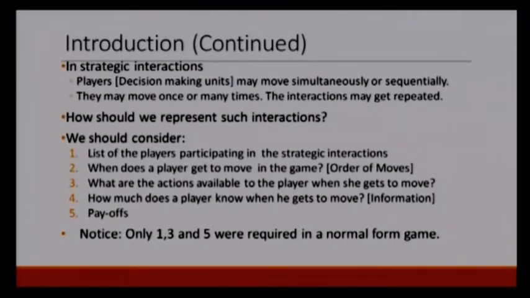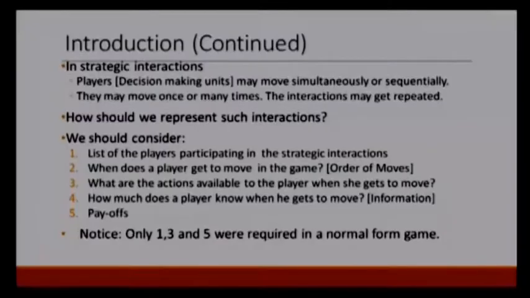Just to give you a simple recap, what happens in any strategic decision? The players may move simultaneously or sequentially. Sequentially meaning they move after observing the action taken by other players, and also they may move once or many times. Their interaction may get repeated also, but in normal form game we allow for only one move, as players are moving only once. This statement of mine will become clearer a little later, probably in the next module, when we differentiate between strategies and actions.